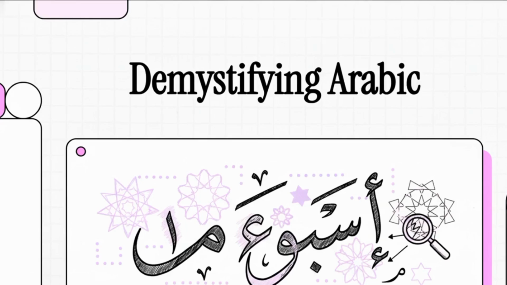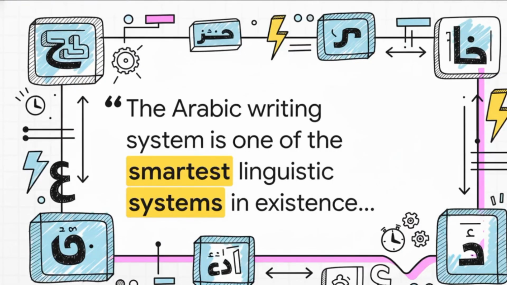elegant curves and dots. But what if I told you that hidden inside that script is one of the most logical and efficient writing systems on the planet? Today we're going to pull back the curtain and see how it all works. And hey, don't just take my word for it. The source material from Medina Arabic calls it one of the smartest linguistic systems in existence. It's built for speed and efficiency.